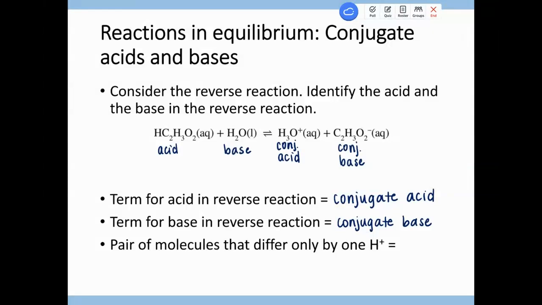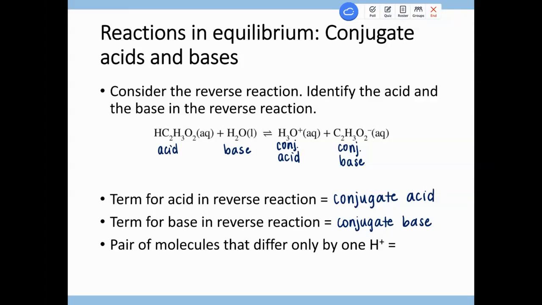So every balanced Bronsted-Lowry reaction will have an acid and a base on the left side and a conjugate acid and a conjugate base on the right side. Conjugates are always on the right, and that word conjugate is there to explain that for the reverse reaction, that conjugate acid is the acid, or for the reverse reaction, the conjugate base would act as the base. So conjugate's always on the right side, acid and base always on the left.